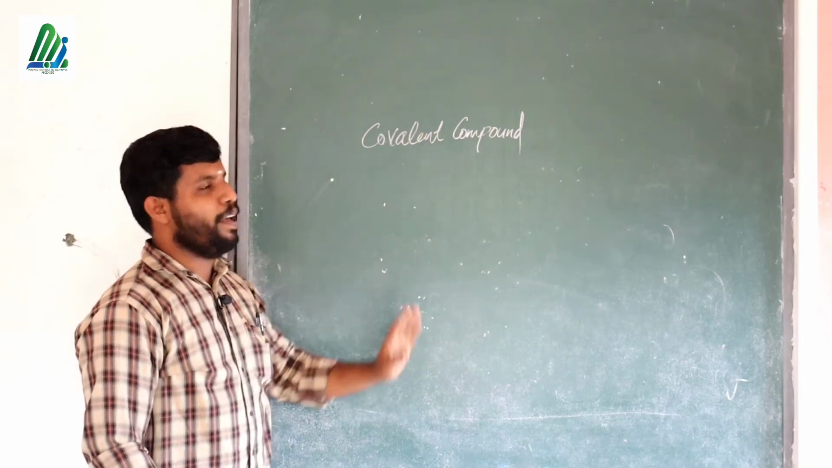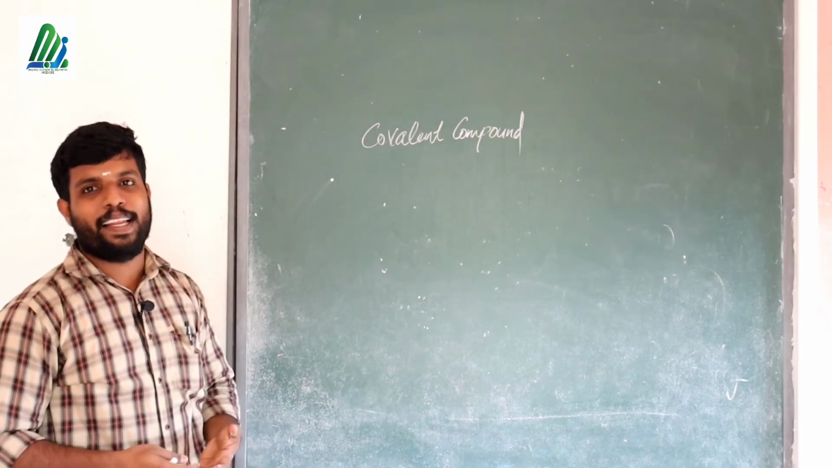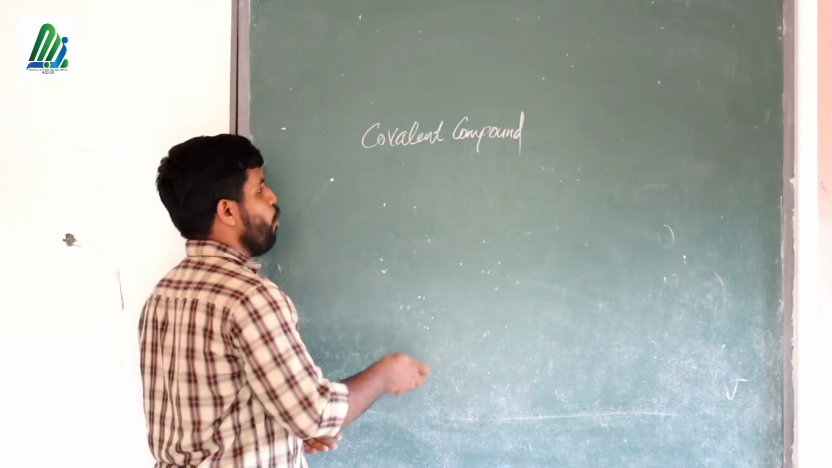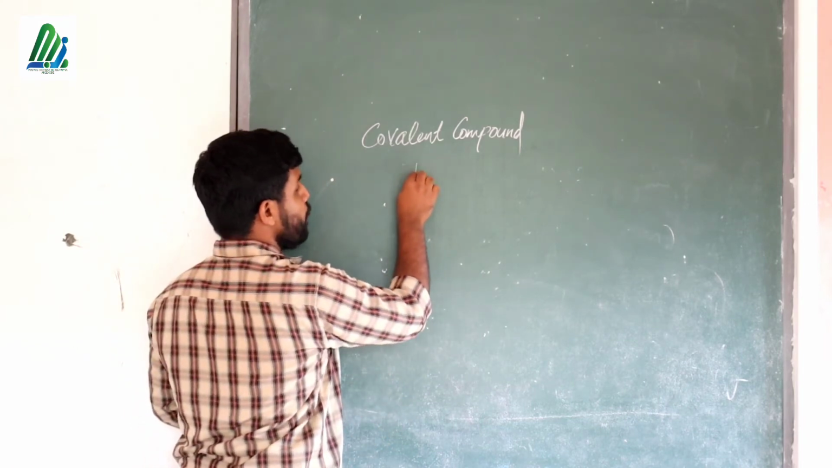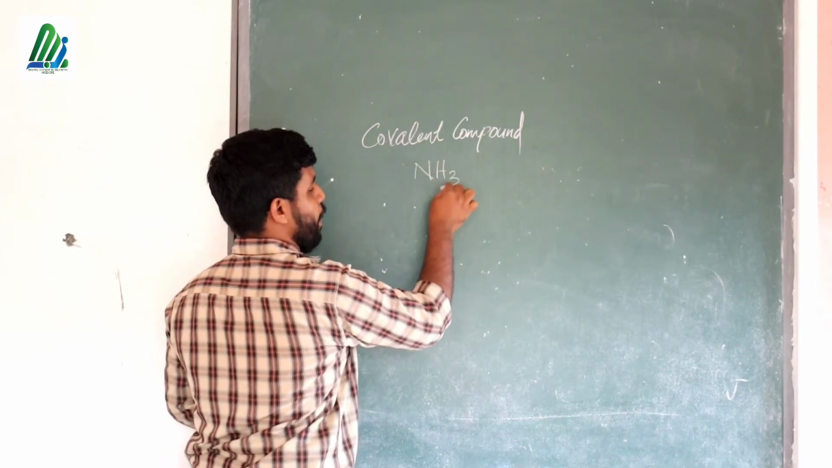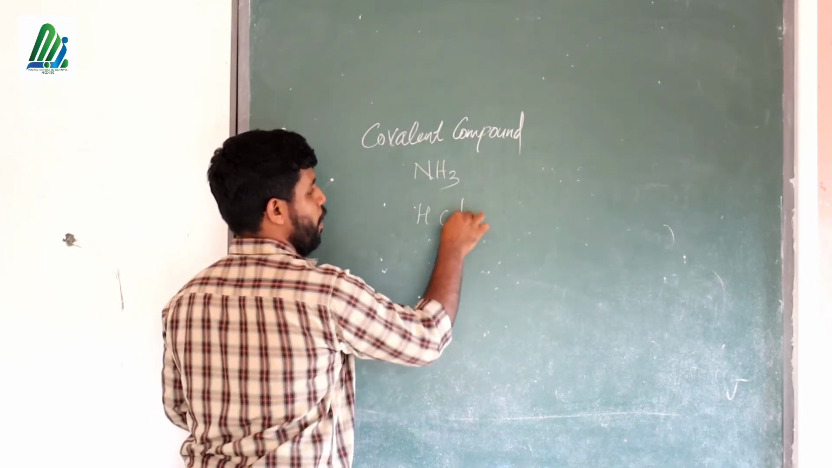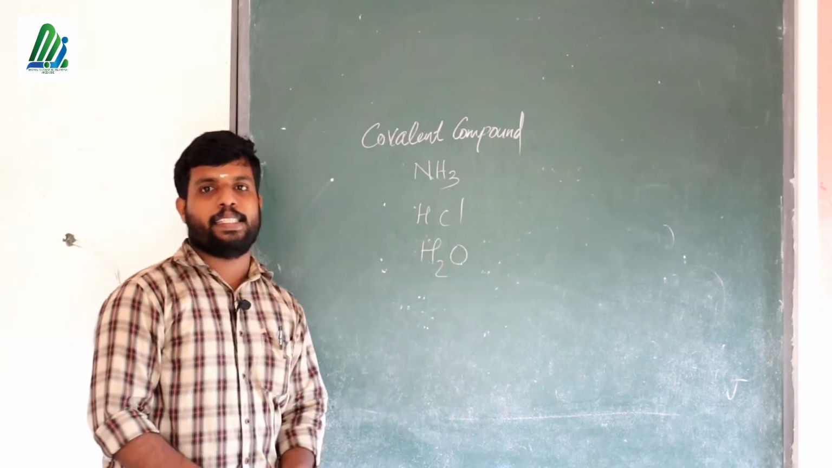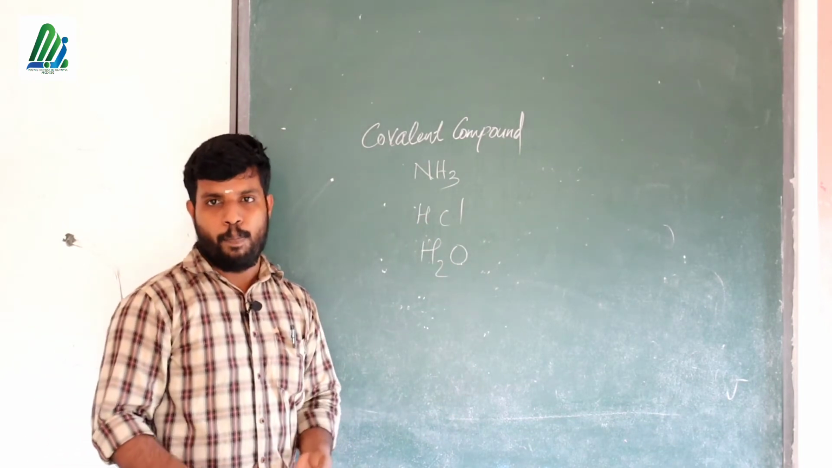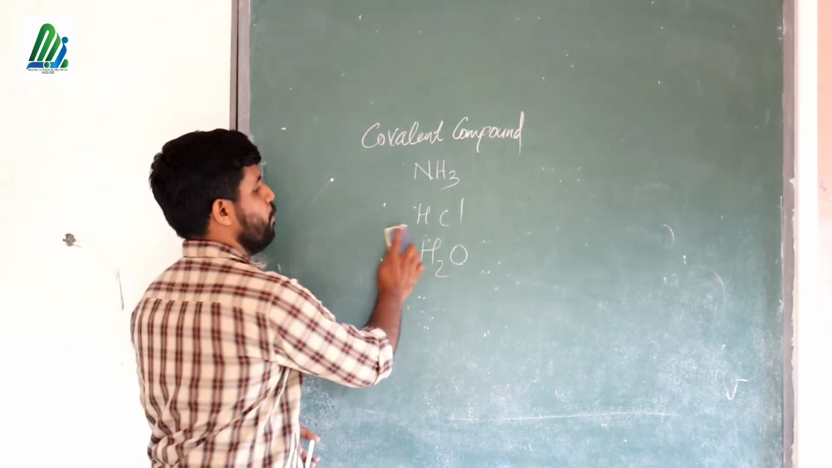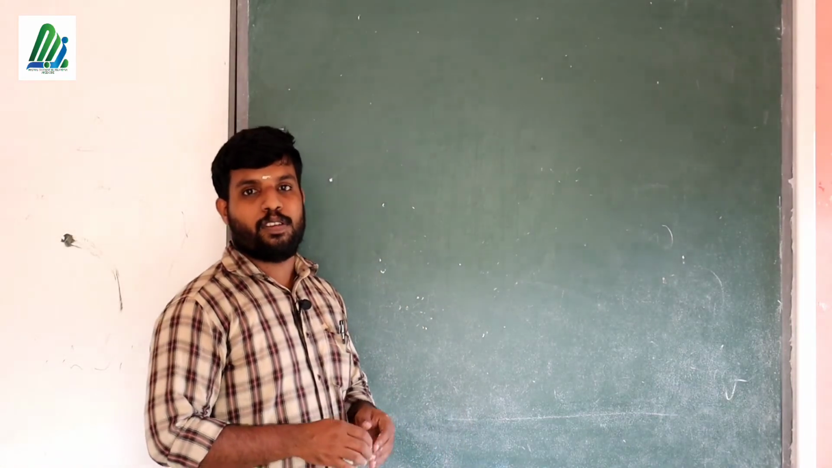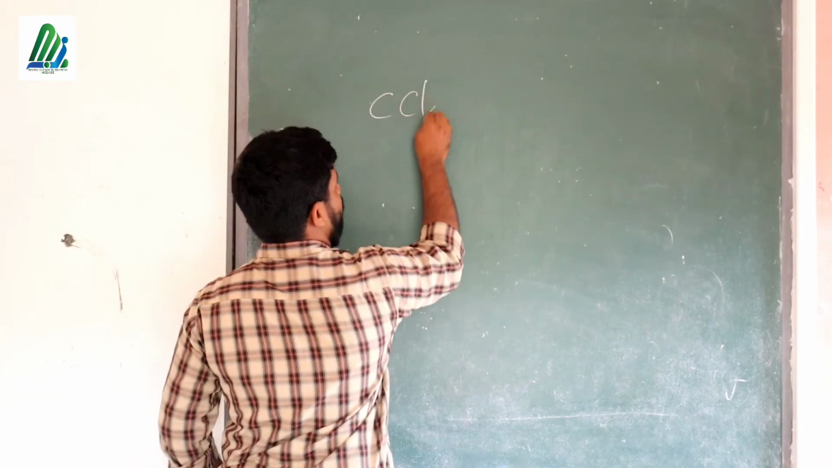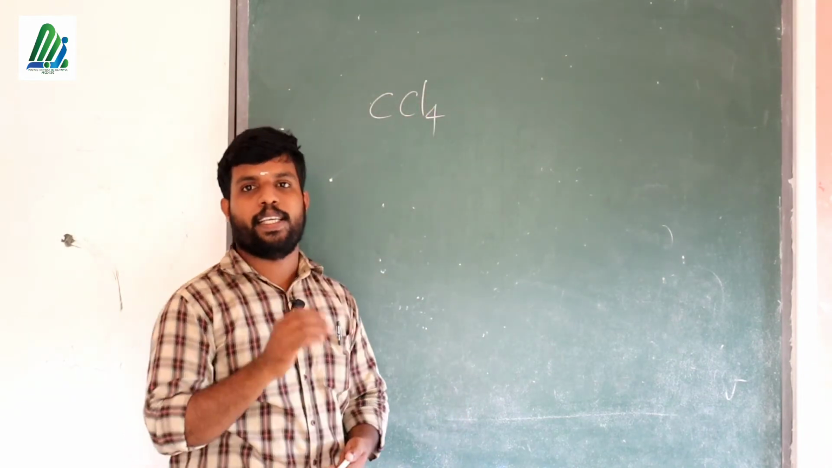The compounds that are formed by covalent bonding are known as covalent compounds. Examples of covalent compounds are NH3, HCl, H2O, etc. They are examples of covalent compounds. In the case of covalent compounds, one important compound is CCl4, carbon tetrachloride.